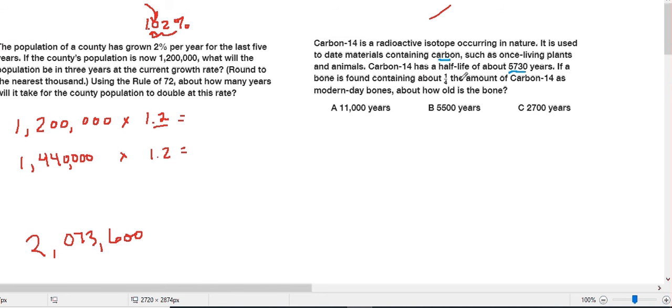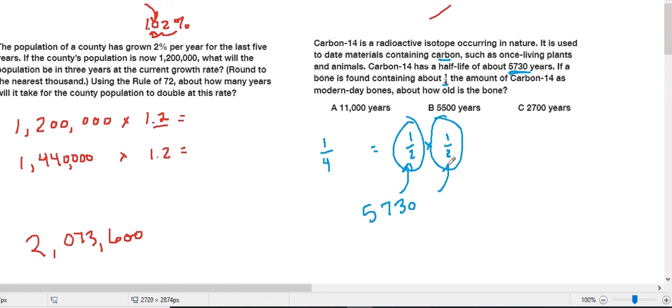So they try to use this to date really old things. If a bone is found containing about a fourth of the amount of carbon-14 as a modern-day one, how old would you say it is? We would find this by, so if a fourth of it's there, that means it lost a half and then another half, right? Because that's what a fourth is. So it's had 2 half-lives. A half-life is worth 5,730 years, it said. So we're going to do that twice.